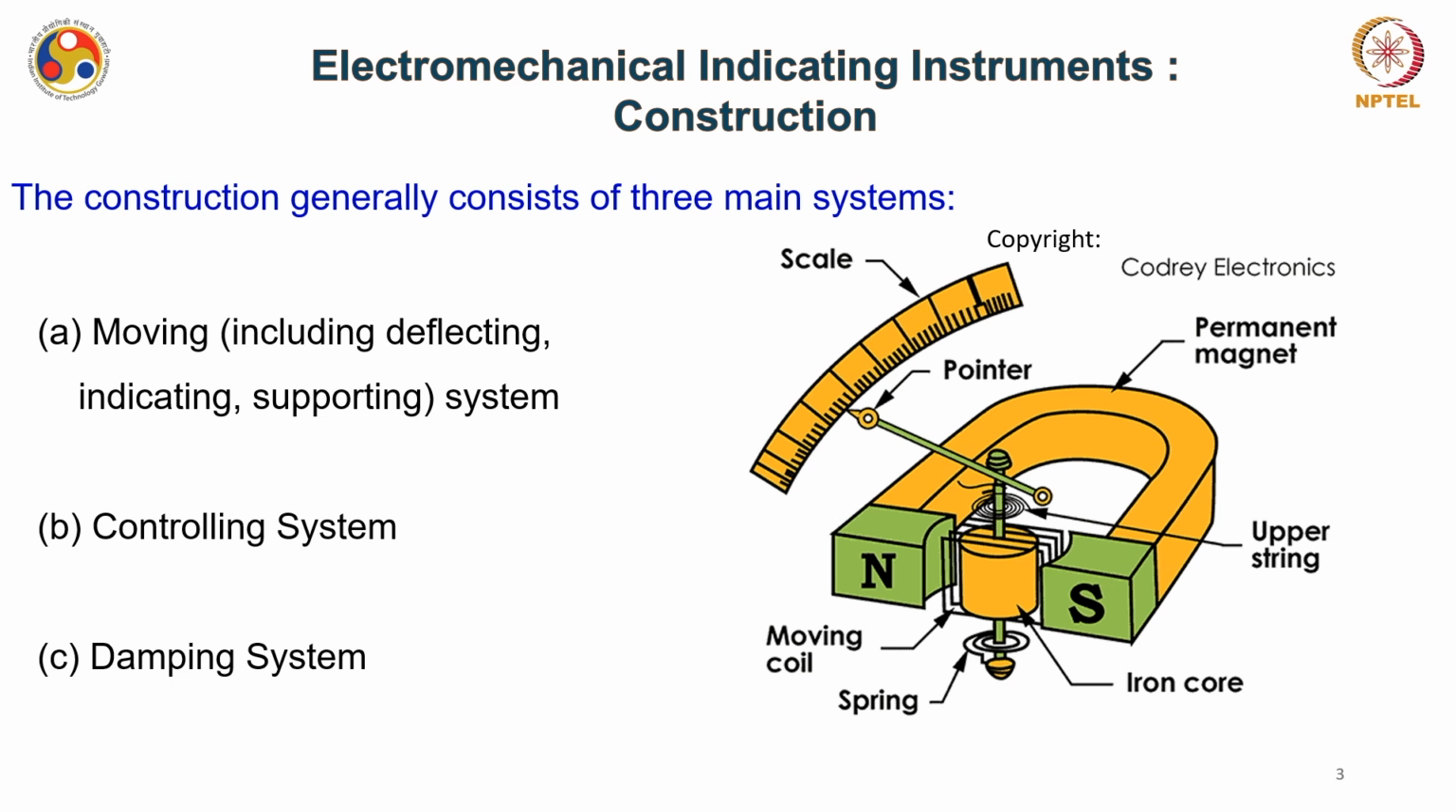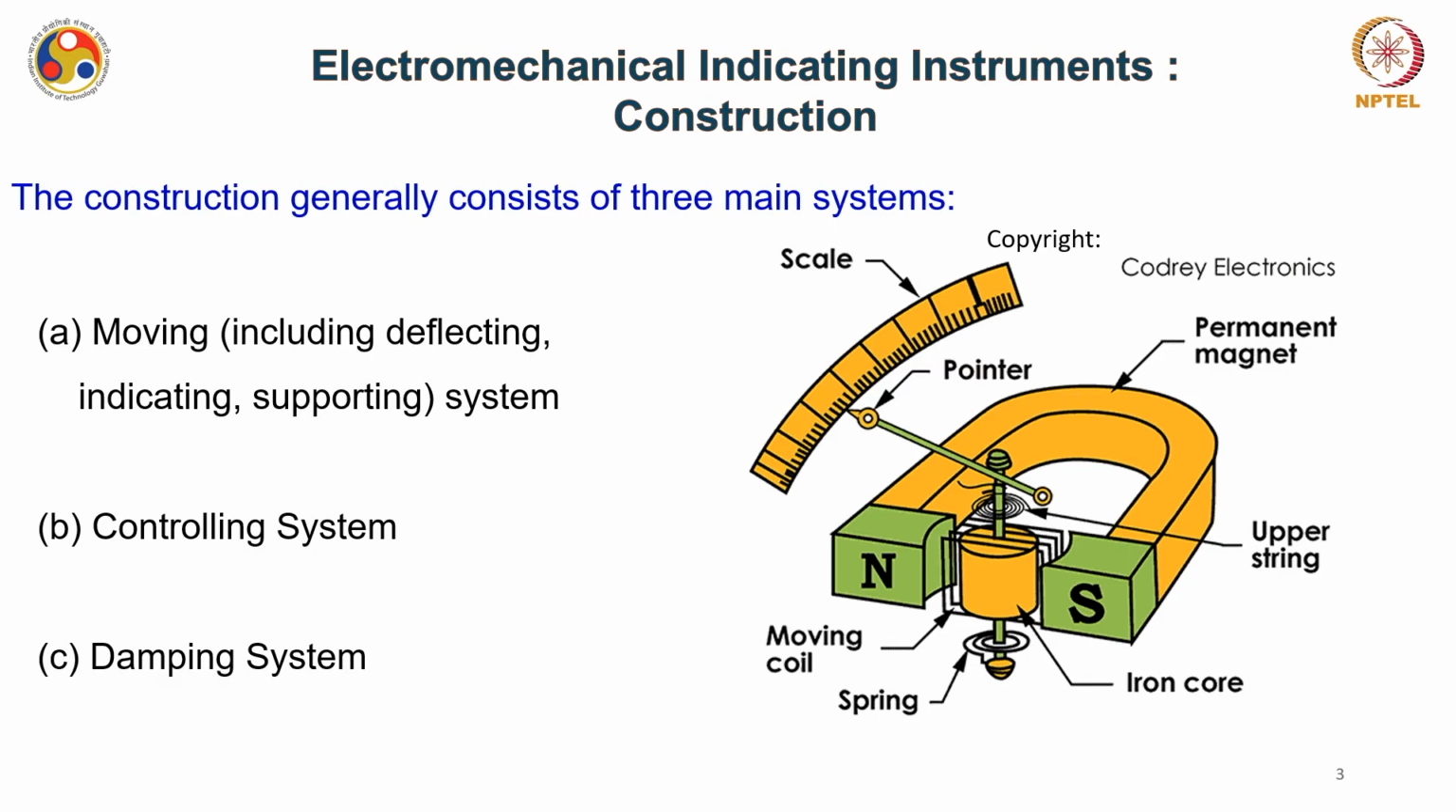Please recall that similarly we have seen three different torques, where we have seen the deflecting torque, the controlling torque as well as the damping torque. Those torques are basically generated by these three different systems. Okay. The deflecting system, the controlling system and the damping system.